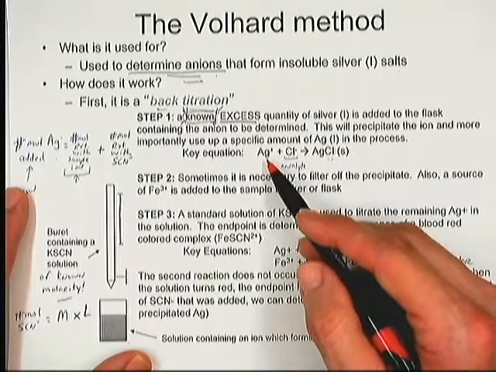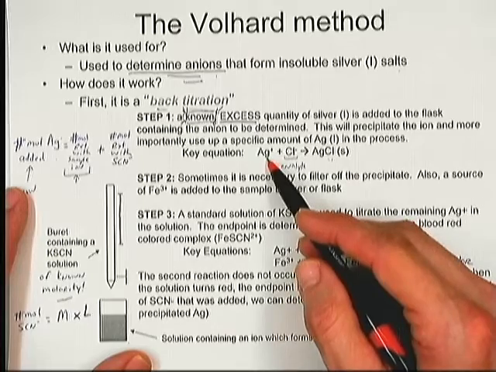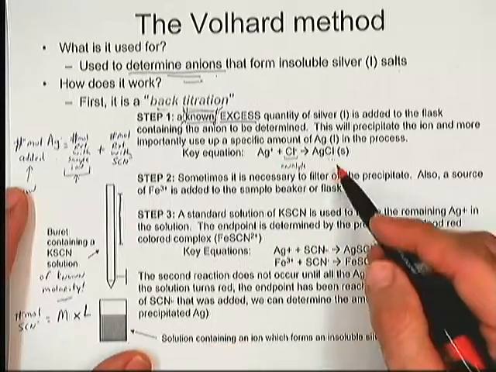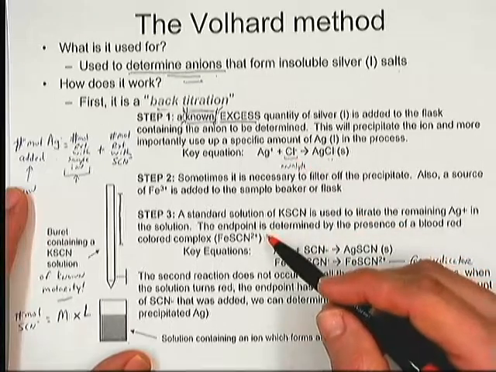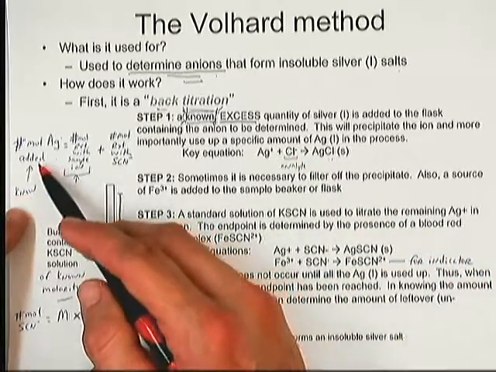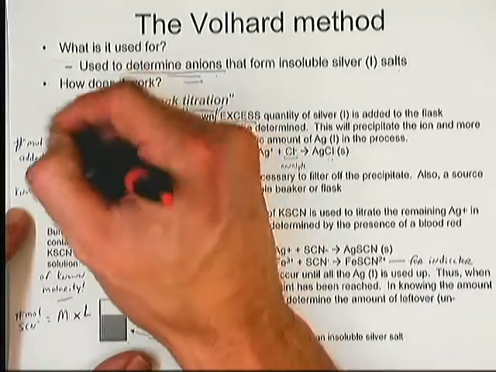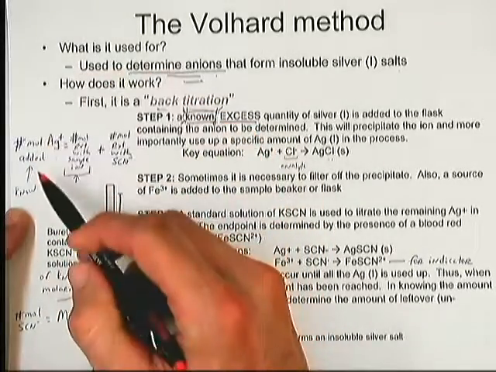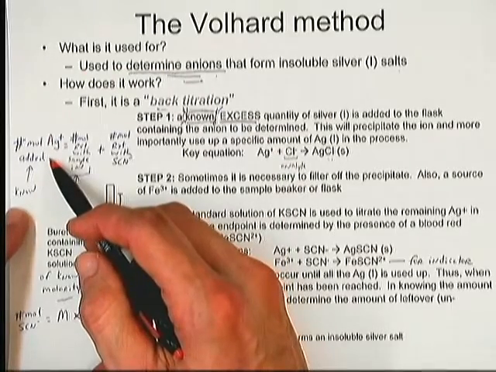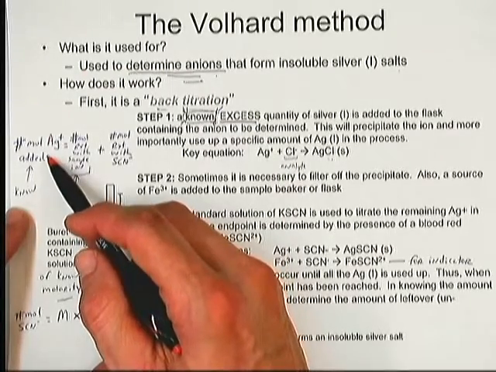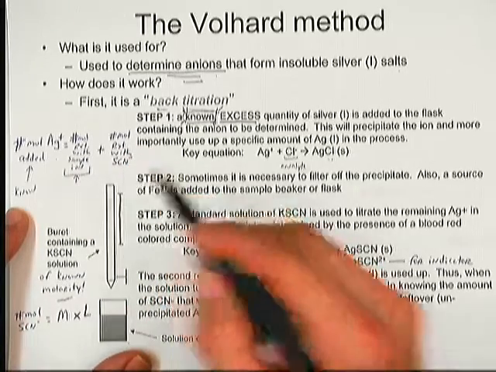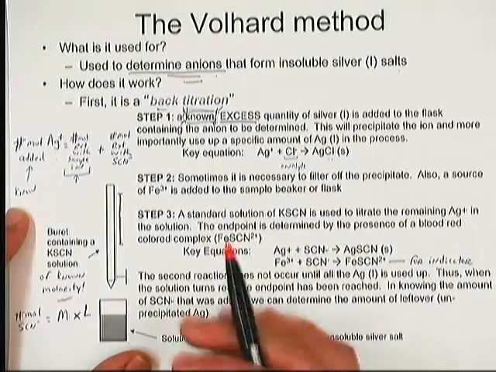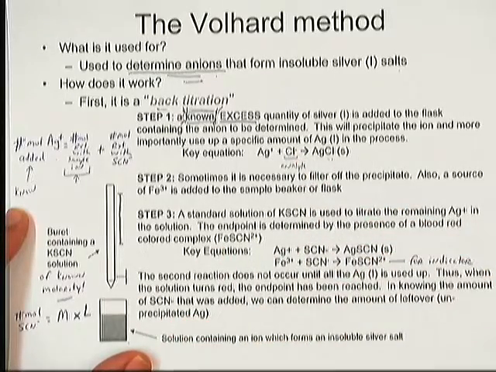This is unprecipitated. If I could figure out how much extra silver plus 1 ion is floating around in this beaker after the precipitate forms, I could figure out how much chloride I must have had present. And the reason why is because I know how much silver ion I added, because I know what volume of silver solution I pipetted in. I know the molarity of the silver, so I know how many moles I added in step 1. If I could figure out how much excess I had, I could figure out by difference how much chloride I must have had. And that's the basis for the Volhard method.